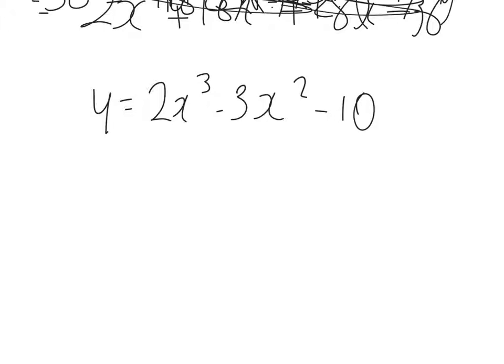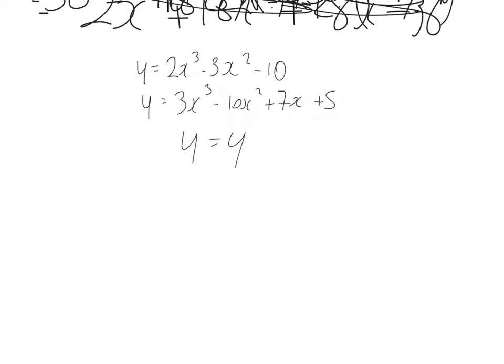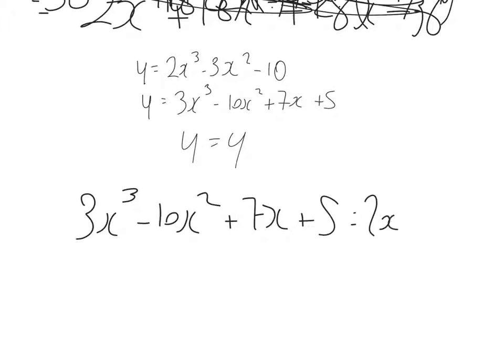Okay, so let's try another one. Find the x coordinates of the points where the curves y equals 2x cubed minus 3x squared minus 10 and y equals 3x cubed minus 10x squared plus 7x plus 5 intersect. So I'll make y equal to y. 3x cubed minus 10x squared plus 7x plus 5 is equal to 2x cubed minus 3x squared minus 10.